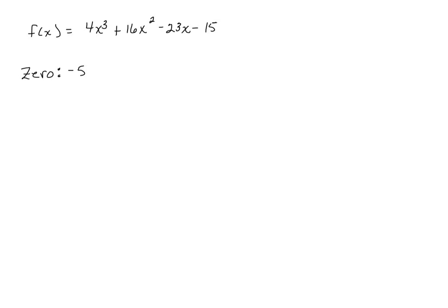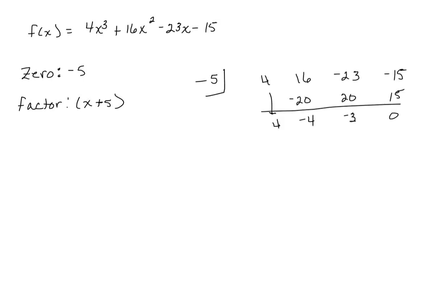Okay, so here's what I have so far. I know that -5 is a 0 of this function. That means I have x plus 5 as a factor. So I'm going to use synthetic division to divide this. And you can see I get 0 over here for my remainder, as it should be. So this quotient is going to be 4x squared minus 4x minus 3.